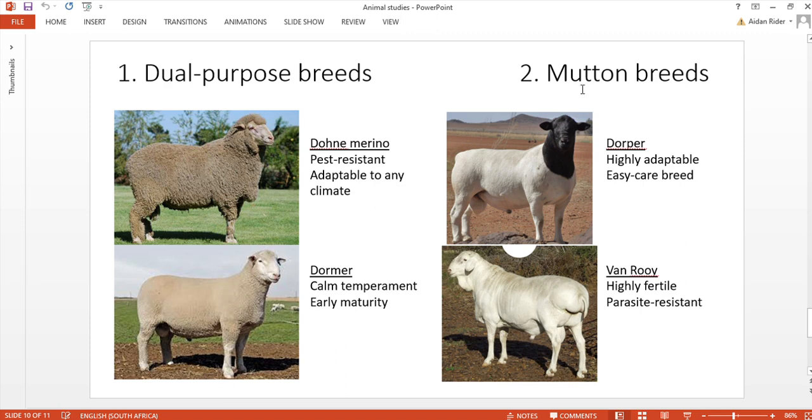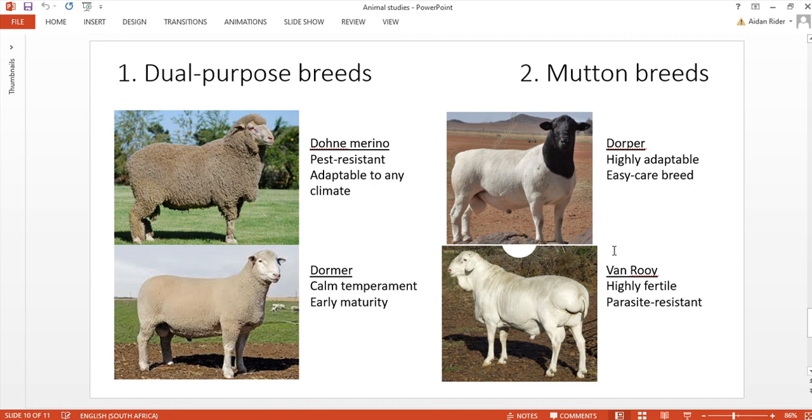Then secondly, we have the mutton breeds. These we only breed for meat. Is first of all the Dorper. They are actually very distinctive. They have white bodies and always the black head. That's how we usually distinguish the Dorper. So they are highly adaptable to any environment or climate, and they are easy to care for. They don't need as much food or babying or medication or anything.